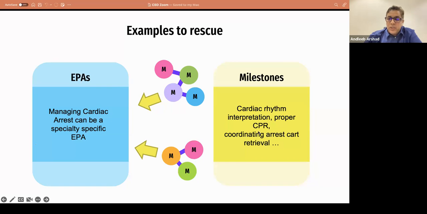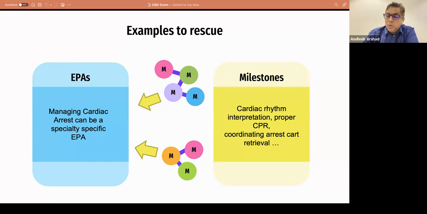Now, different milestones combine together and form an EPA. For example, for managing cardiac arrest, some of the milestones are mentioned here. For example, cardiac rhythm interpretation, the ability to interpret an ECG, right? Now that is a milestone which can be used in managing cardiac arrest, but if there is an EPA of managing cardiac failure, or if there is an EPA of managing cardiac ischemia, all those EPAs also require cardiac rhythm interpretation as a milestone.